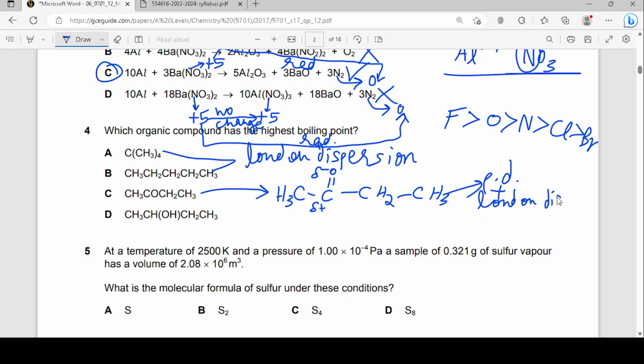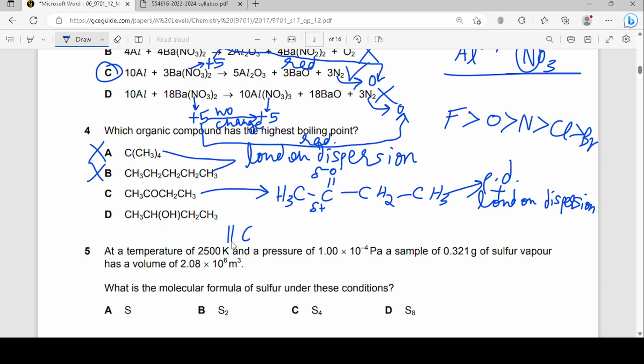It also has London dispersion forces, right? But its most significant force would be permanent dipole forces. Because of that, it has a higher boiling point than CH3CH2CH2CH2CH3. So you can eliminate options A and B, because C definitely has a higher boiling point compared to A and B. But then if you look at option D, CH3CHOHCH2CH3.